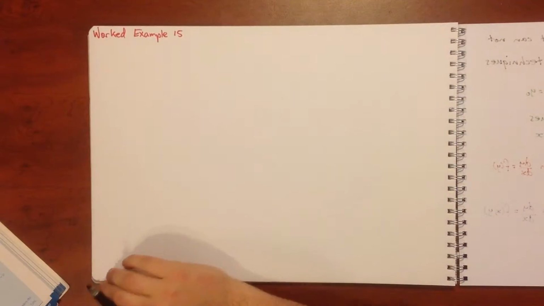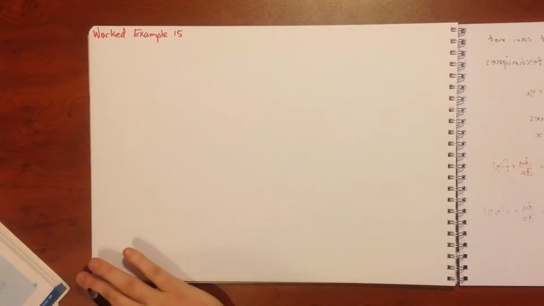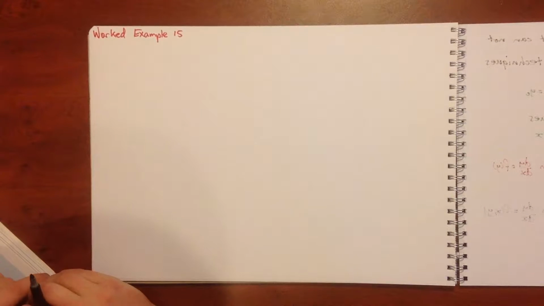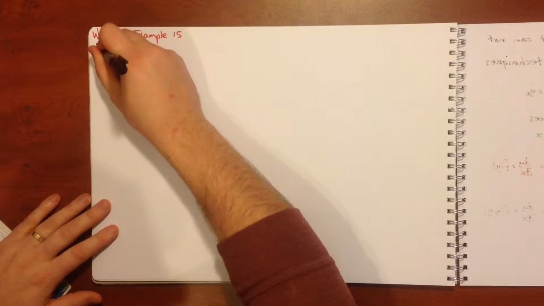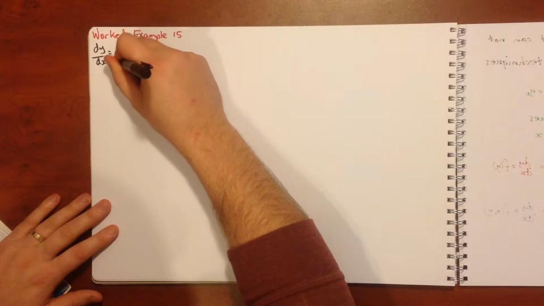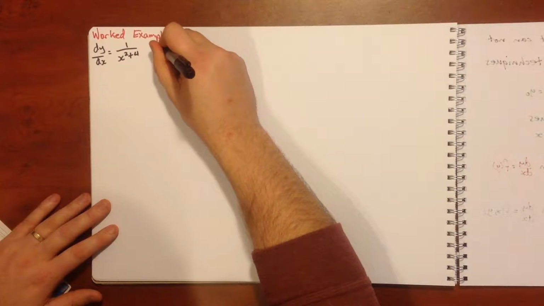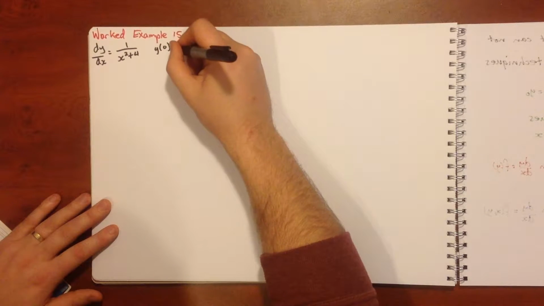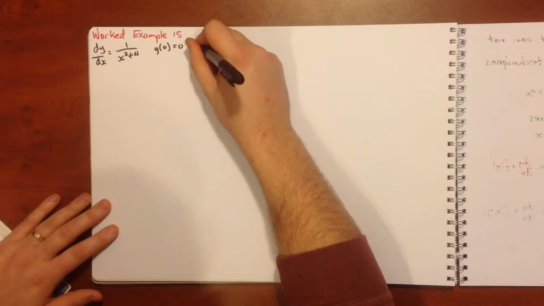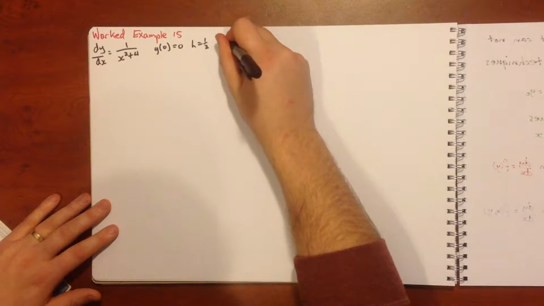We're going to have a look at worked example 1. We need to use Euler's method to tabulate the solutions to the differential equation dy/dx equals 1 over x squared plus 4. We know y of 0 equals 0, and we know h equals a half, and we're going to approximate y of 2.